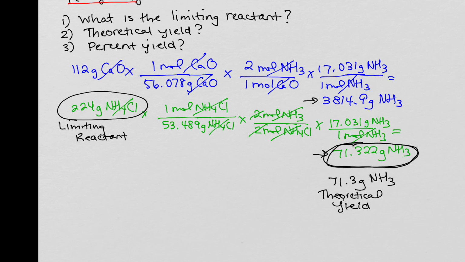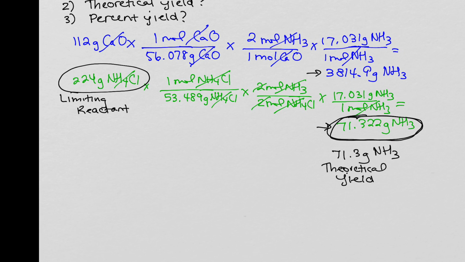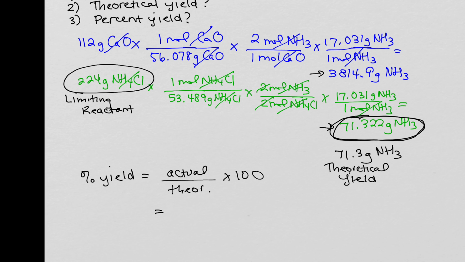And there's a lot of reasons for this. Usually reactions don't go completely perfectly. Human error has a lot to do with this as well. But I want to figure out what's my percent yield. How well did I do in this reaction? So the percent yield is always the actual yield divided by the theoretical yield times 100. So my actual yield, what I collected in the lab, was 16.3 grams.